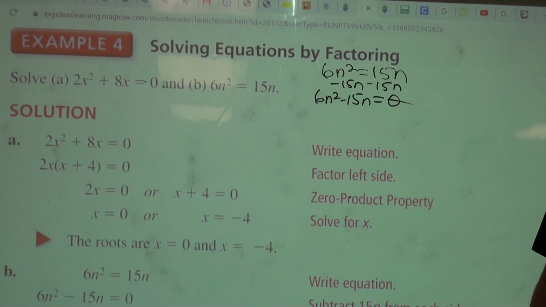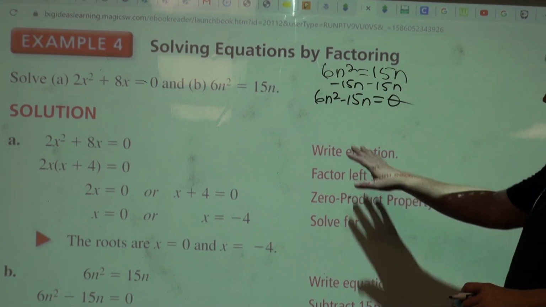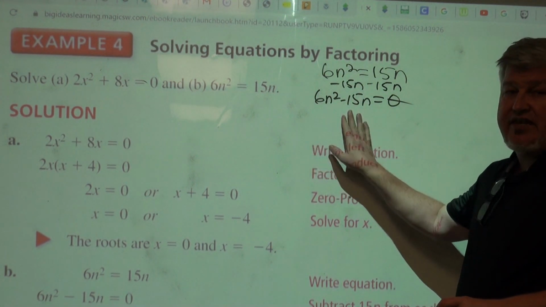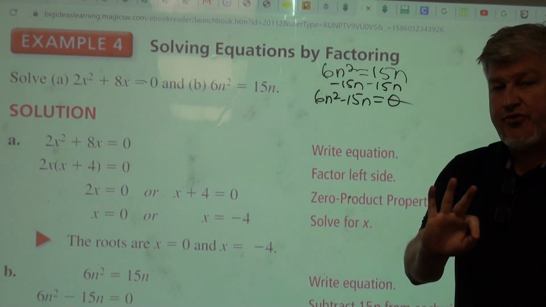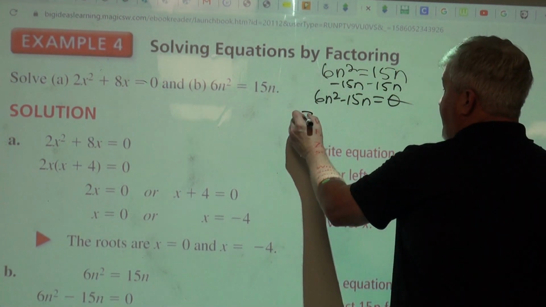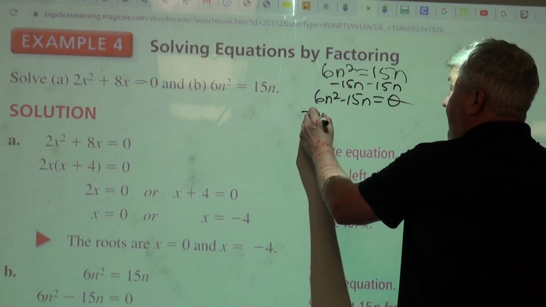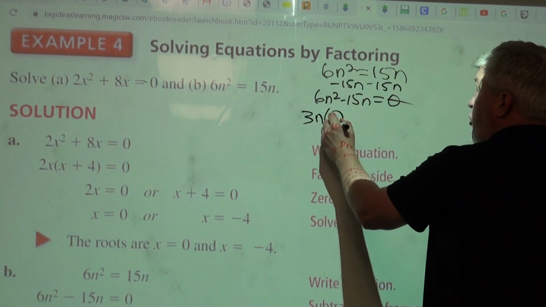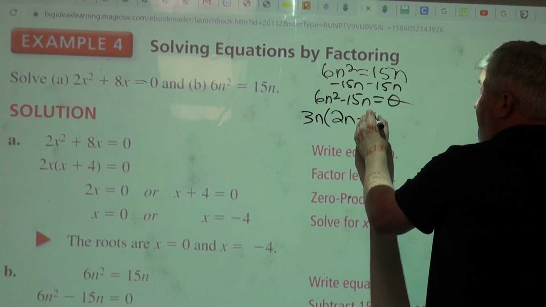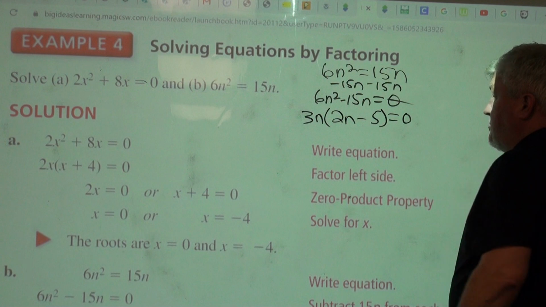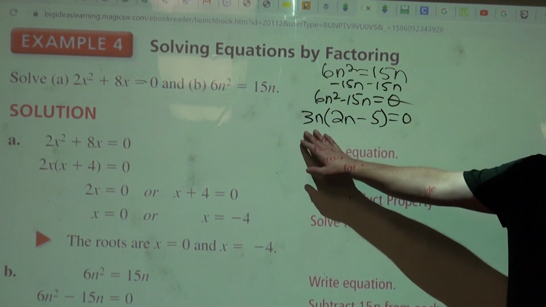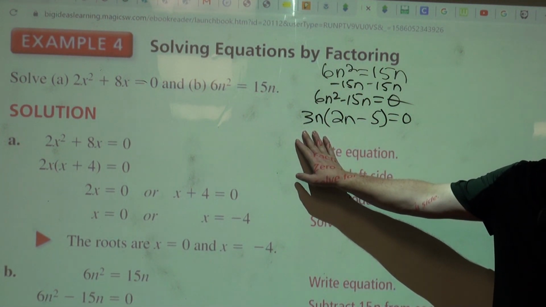Now what I need to do is factor. So the common factor between the 6 and the 15 is a 3. And then I can take out 1n from both of those. So I can factor out 3n. It leaves me with 2n minus 5 equals 0. Okay? I just factored out the common factors between the two terms.